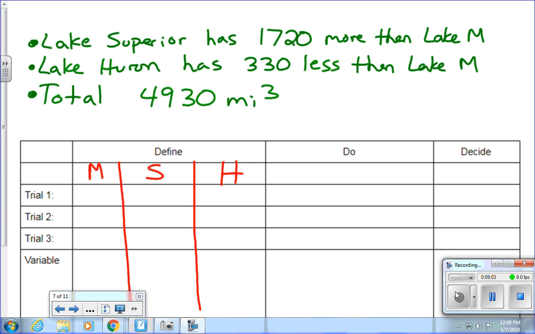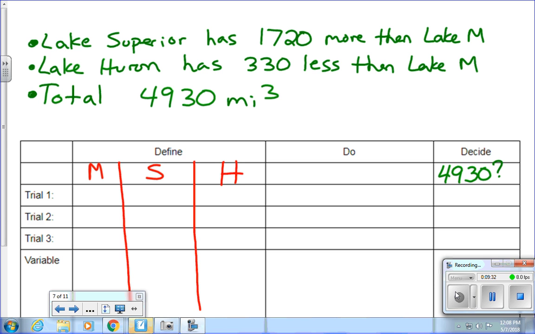Then I always like to skip to the decide next. So Allie, what am I trying to decide? What number is that, some total? 4,930. 4,930 is my decide. And then how do I get to it? What am I going to do in the do section, Caleb, to figure out how to get my 4,930? You have to go for Michigan. Would have to add one.